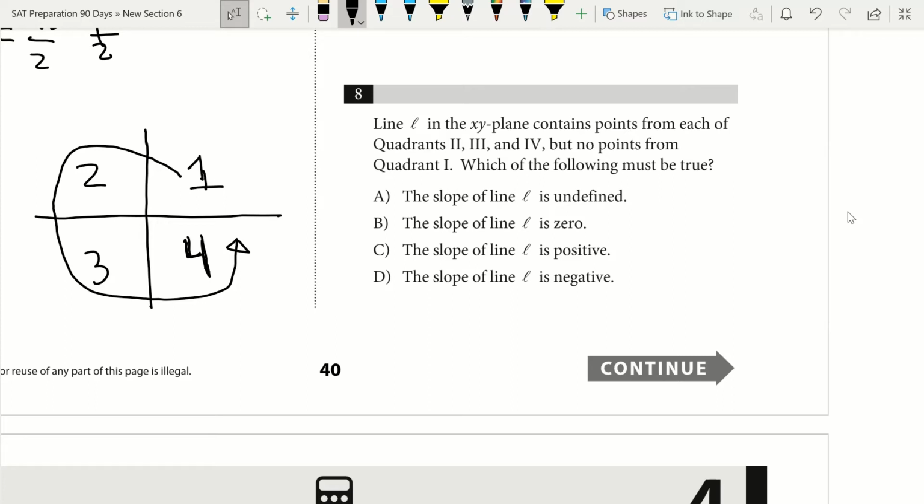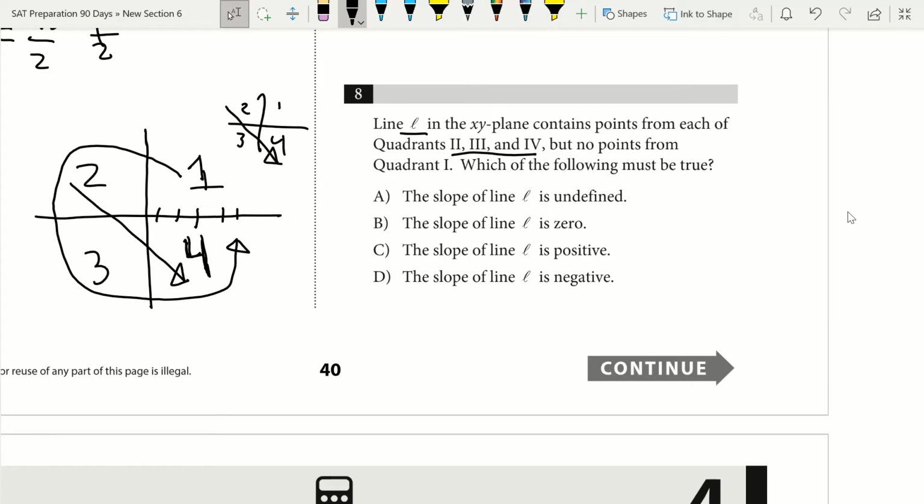We're told line L is in the XY plane and it contains points from quadrants 2, 3, and 4, right? So it's like this. This would be an example of what that line could be. But no points are from quadrant 1. Which of the following must be true? Well, if we look at what I just graphed out, and that's another tip, if you're dealing with lines and quadrants, it can be very helpful to graph it out. Don't spend time doing this though, because you don't need to do that for quadrants questions most of the time. So just sketch it out quickly like this, 1, 2, 3, 4, and say, okay, it goes through 2, 3, and 4.